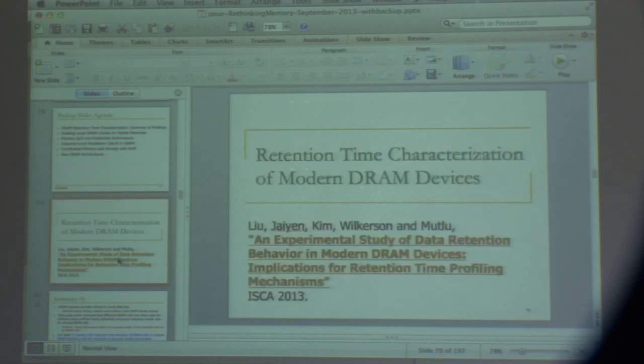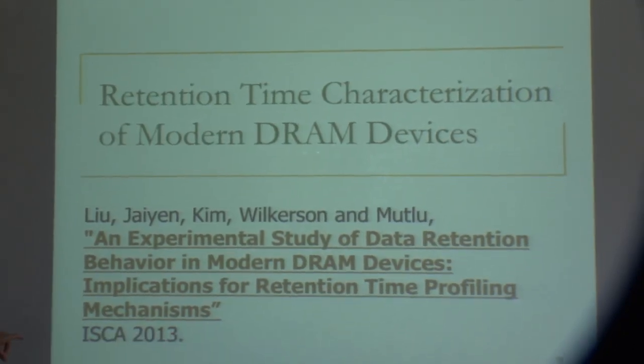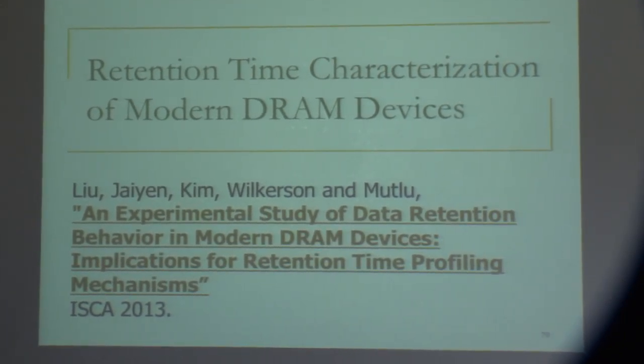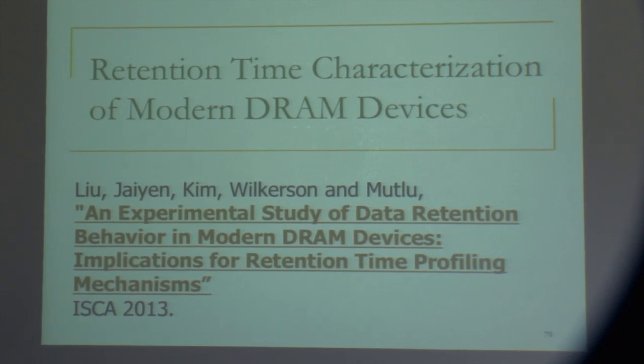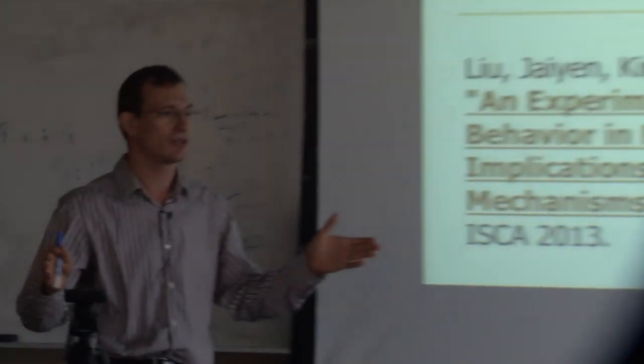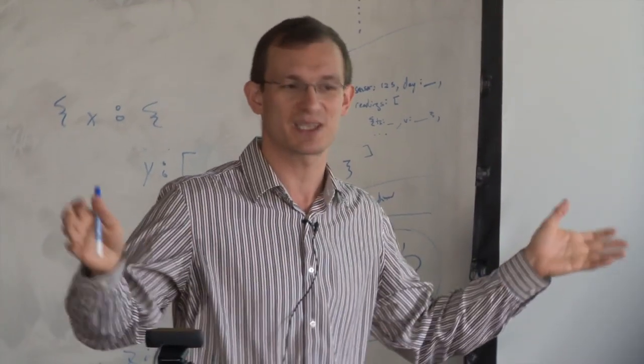I'll recommend you this paper if you're interested in this. Basically, this paper in ISCA this year characterizes the retention time of modern DRAM devices and looks at some of the challenges in retention time profiling. Ideally, how do you characterize the retention time? You write some data pattern, and you wait for a while, and you figure out when that data pattern is corrupt, right? You do multiple experiments to do that.